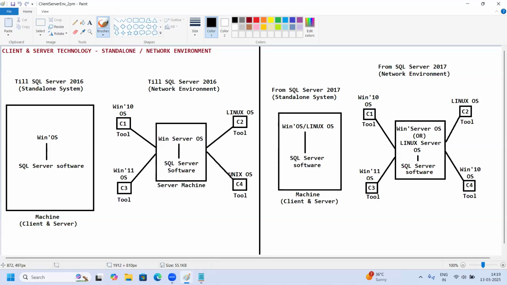Okay. And I compared both of them. You can see clearly single system, how it works, network system, how it works. That comparison we had. Okay.